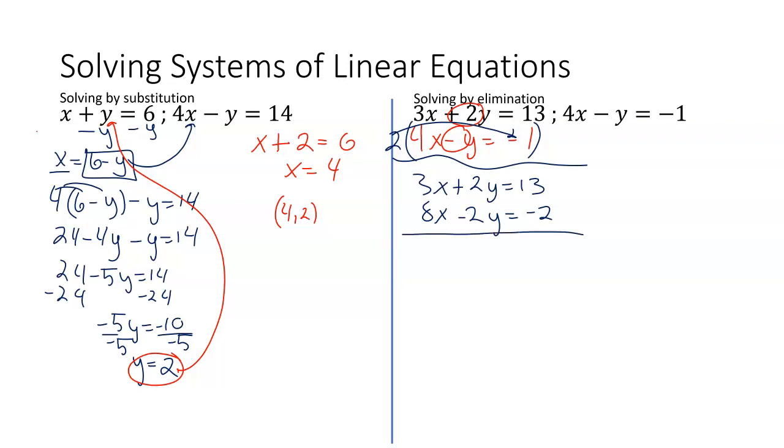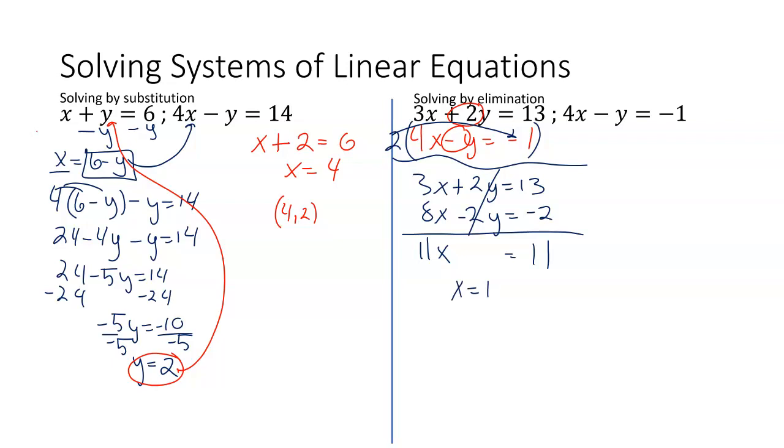So now we can add these. 3x plus 8x, 11x, 2y minus 2y, that cancels. That's our goal. We want to get rid of that variable. Hey, now the y is gone. And then we get 13 minus 2 to get 11. So x has to equal what?